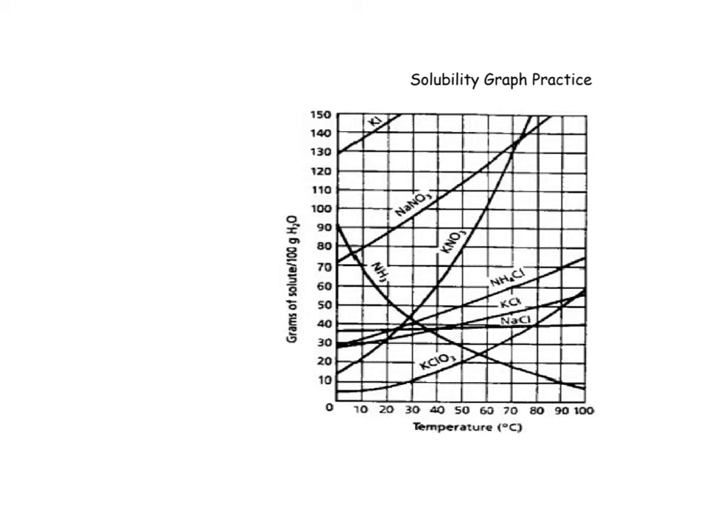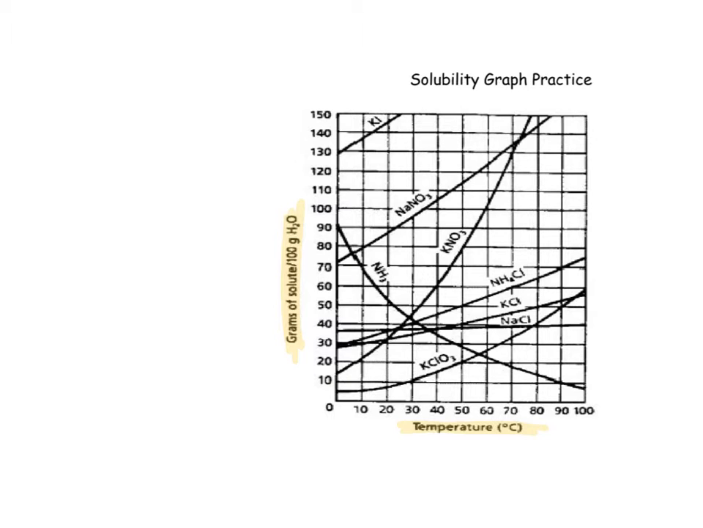With the solubility graph, the first thing I want to note is that we have two different things on our axes. On the bottom, or the x-axis, we have temperature, and on the y-axis, we have grams of the solute per 100 grams of water.